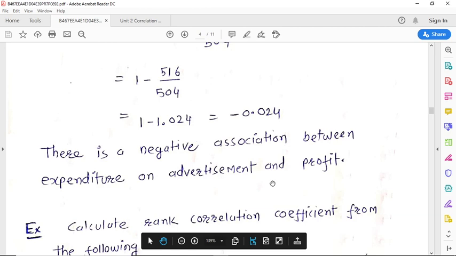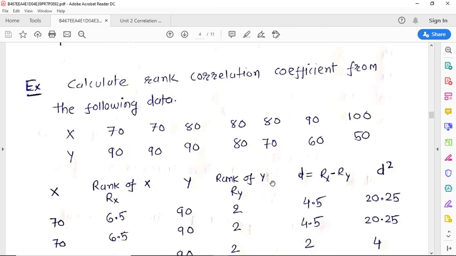Let's take the third one, where there is more repetition. Calculate the rank correlation coefficient from the following data. So the data is here: 70, 70, 80, 80, 80, 90, 100. So 70 is repeated 2 times and 80 repeated 3 times, and here 90 repeated 3 times. Okay, so this is the data we have to solve for the rank correlation coefficient.